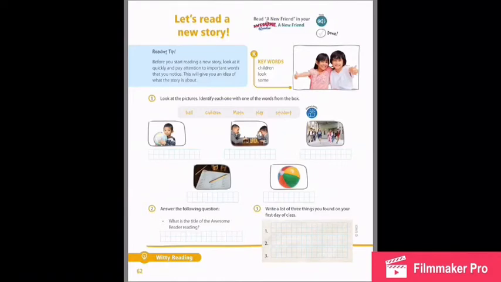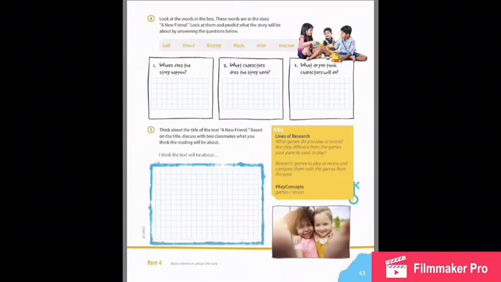Activity number 3, write a list of 3 things you found on your first day of class. You have to write things that you found in your first day of class. For example, friends or a classroom, a teacher, a table, a chair, a school, for example, okay? Page 63, you have in this page activity number 4 and 5, okay?